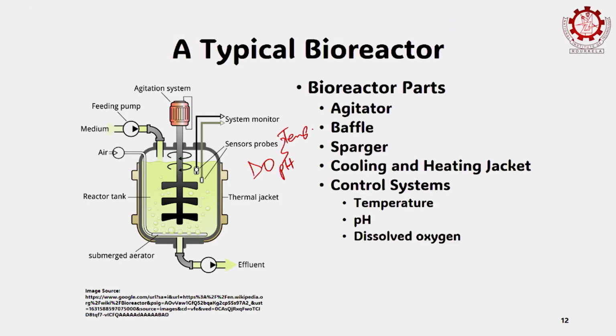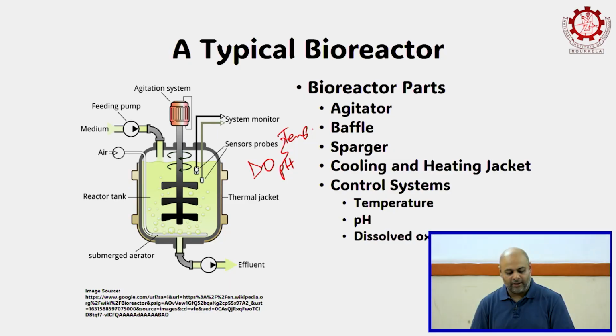So you have your reactor tank, that's a typical design of a bioreactor. You have your feeding pump, which is basically used to push in the nutrients inside. You have your spargers, which are going to provide you the aeration. You have your agitation system to maintain the homogeneous distribution of the nutrients and the oxygen. You have the thermal jacket. Now, this thermal jacket is to maintain the temperature within. Okay. So, this is a typical diagram.